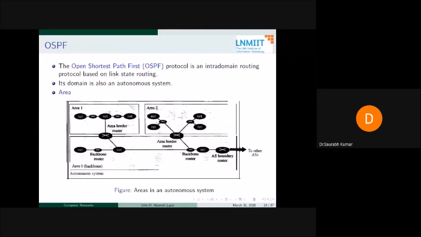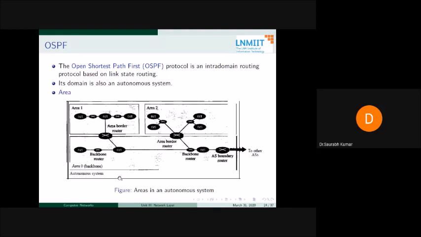Okay, so OSPF is the implementation of the link state routing protocol. It is again an intradomain routing protocol based on the concept of link state routing. Its domain is also an autonomous system. But there are certain terminologies that you see over here, such as the concept of area. We need to understand in OSPF what an area is. There are different terminologies like area border router, area 1, area 2, area 0, backbone router, and AS boundary router. So let us understand this particular figure.